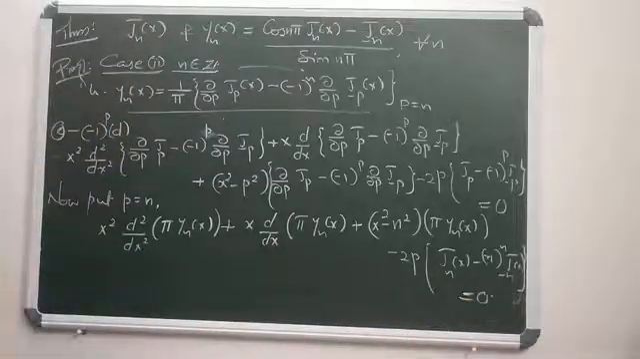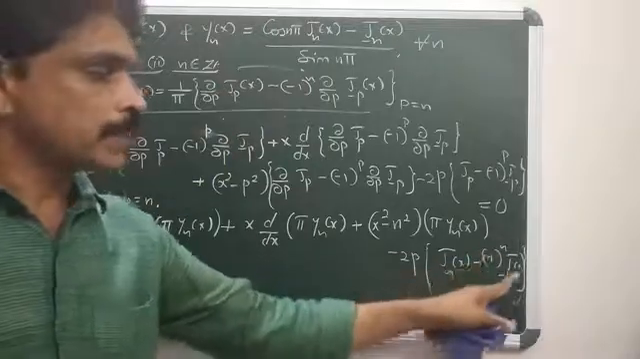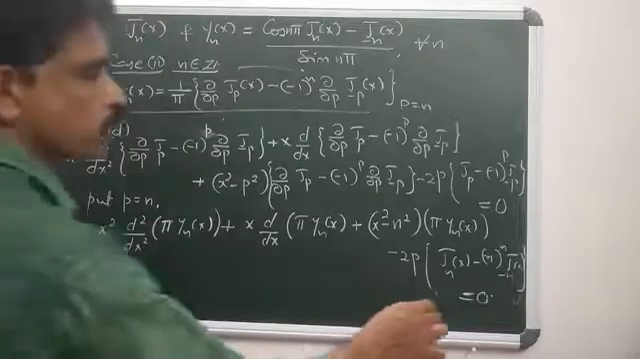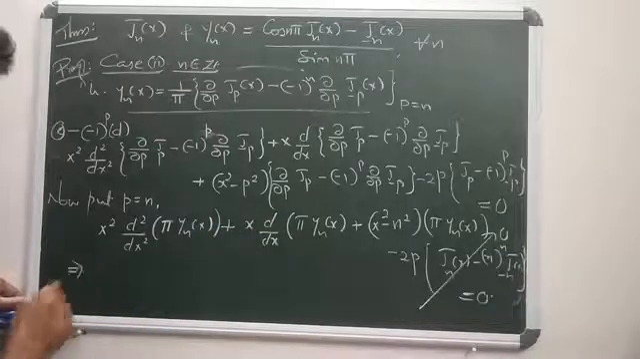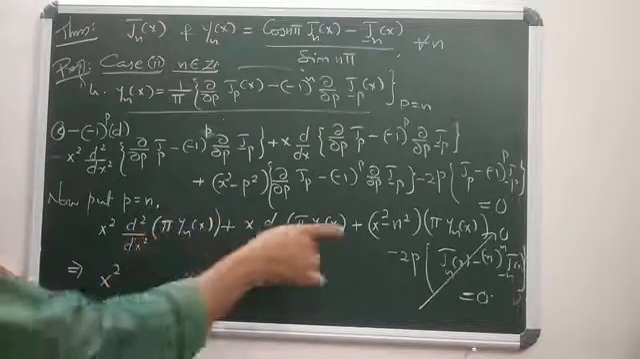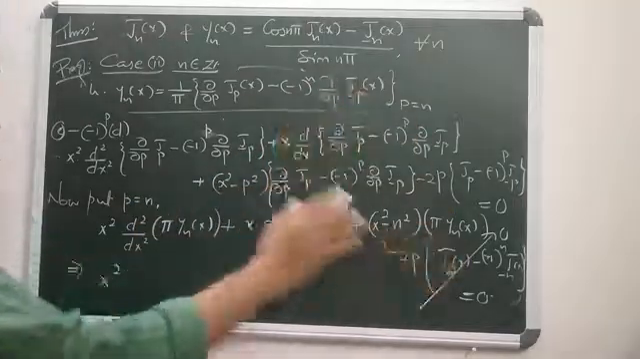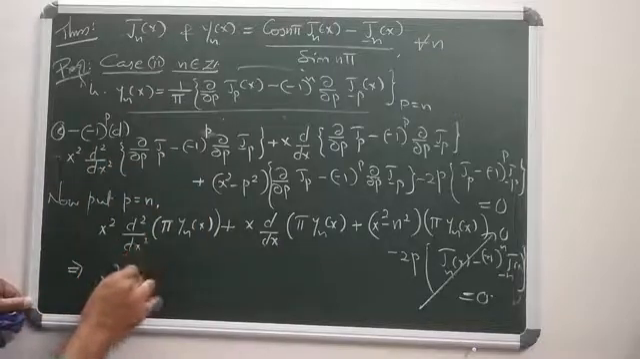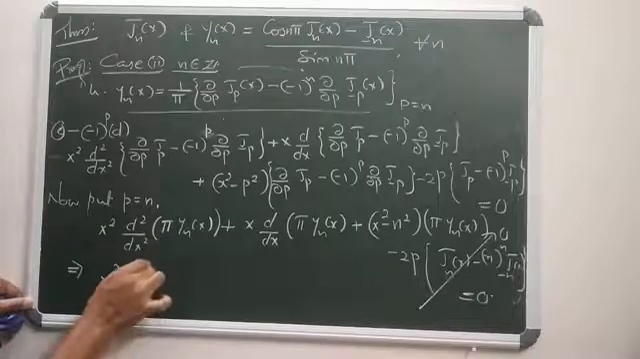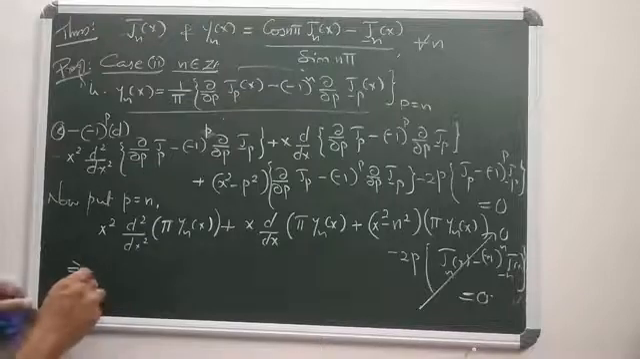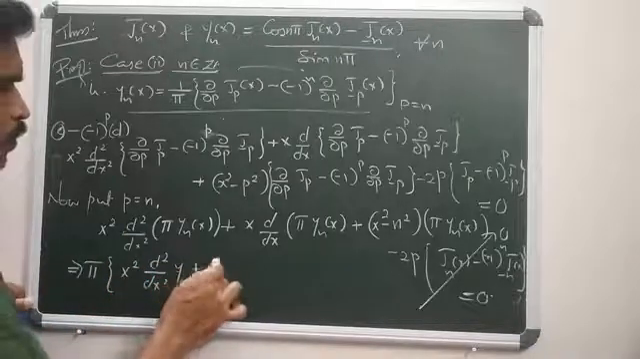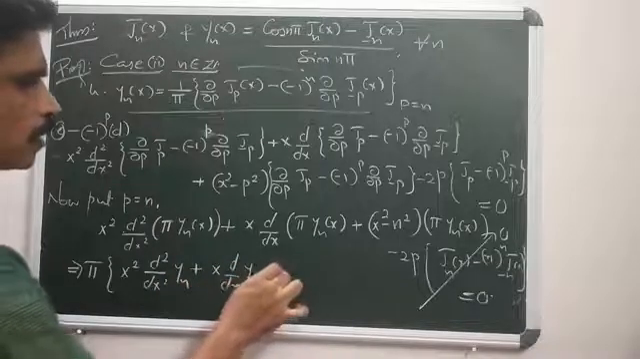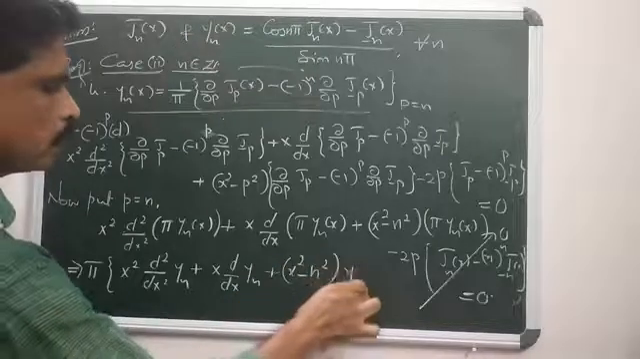But when n is an integer, we know that J_n(x) is the same as (-1)^n J_{-n}(x). So the last term vanishes. Why? Because when n is an integer, J_{-n} is (-1)^n J_n. So this reduces to pi, which is commonly outside, into all of these terms equals 0. Pi differs from 0, so the only possibility is x square d square Y_n by dx square plus x dY_n by dx plus (x square minus n square) Y_n equals 0.